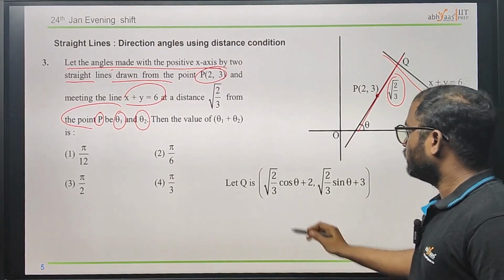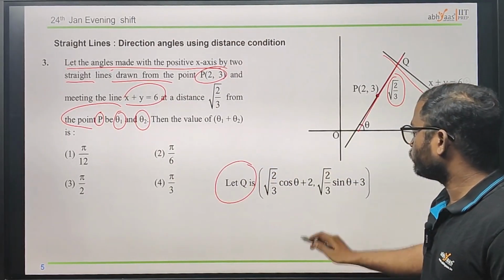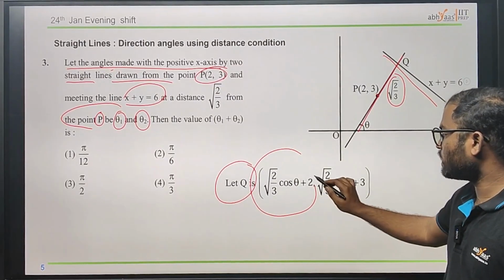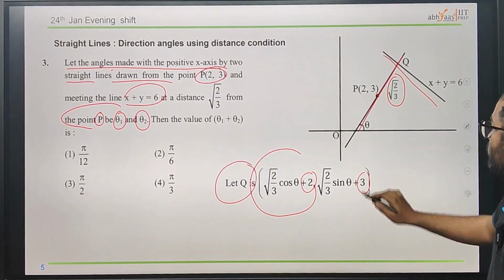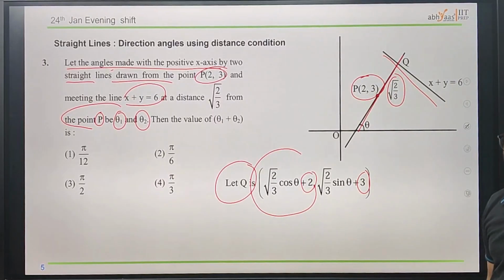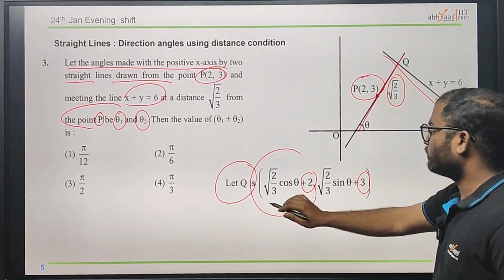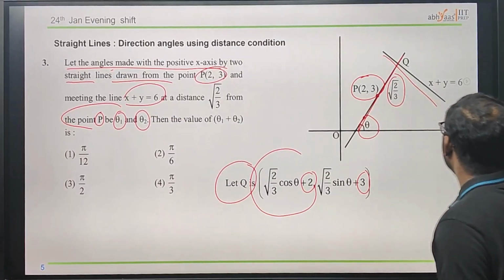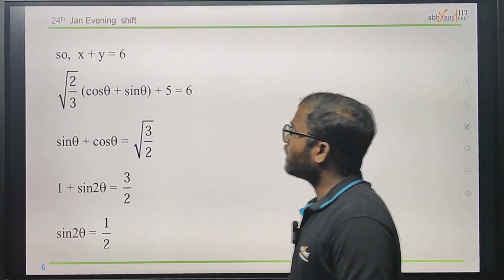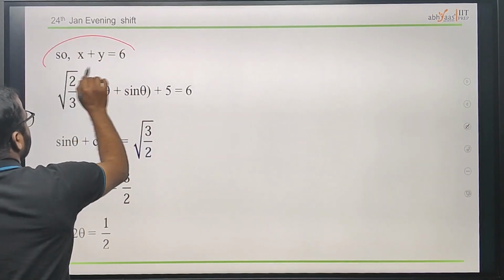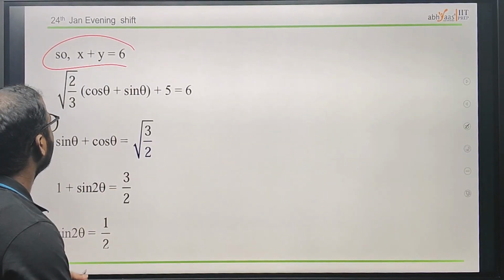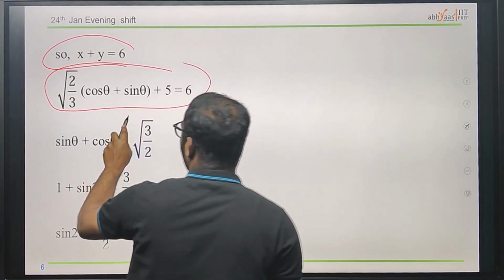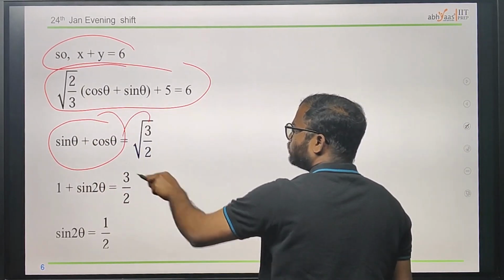Let's assume Q has a parametric form: r cos theta added to the 2 and r sin theta added to the 3. By using that we can easily find Q, and by using this angle we can find theta 1 and theta 2. The line is given as x plus y is equal to 6. Now substitute those Q points in this line in order to find sine plus cos theta. We get root 3 by 2.